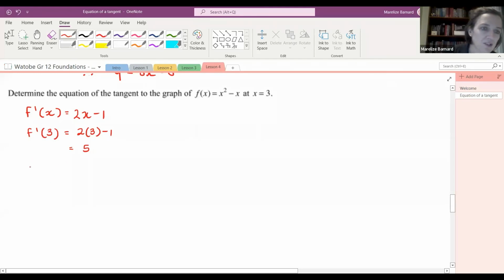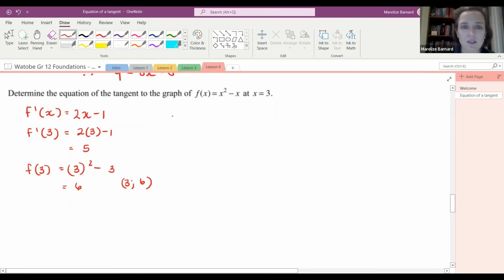Okay, now we need to find the matching y coordinate for our x coordinate. So we're going to sub that into f of x. That's going to be 3 squared minus 3. That's 9 minus 3, which is 6. So our coordinate point that we are working with is 3 and 6.